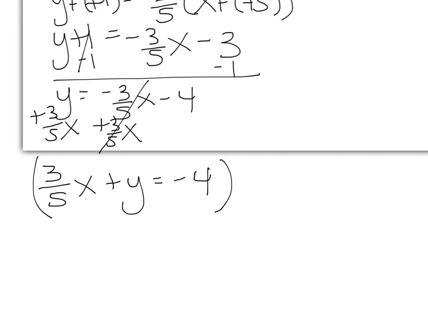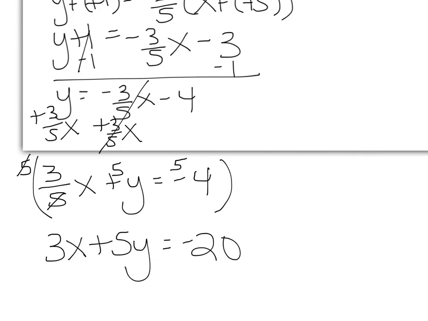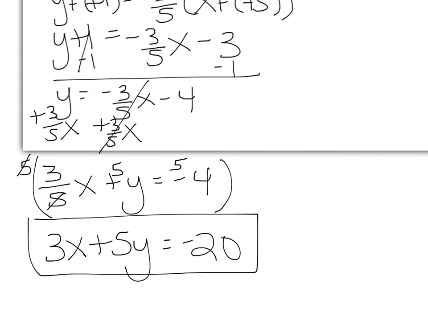In order to deal with the fact that my a value is a fraction, we're going to multiply every term by the denominator, which is 5. These 5's cancel, leaving you 3x plus 5y equals negative 20. That is your final answer.